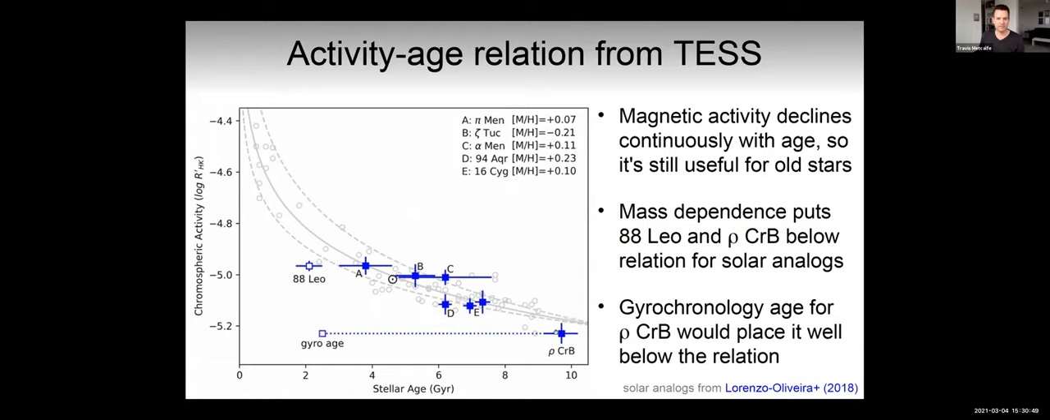If you determine the age of Rho CrB from its rotation period, the gyrochronology age is way down here. Both of them are below the sequence for solar analogs, and that's expected. They're more massive stars with thinner convection zones. At a given age, more massive stars are more evolved, and so you'd expect them to be less active. So this is just the mass dependence of the activity age relation. And we're working now to try to define in detail this activity age relation for all of the TESS astroseismic targets that we can get our hands on.